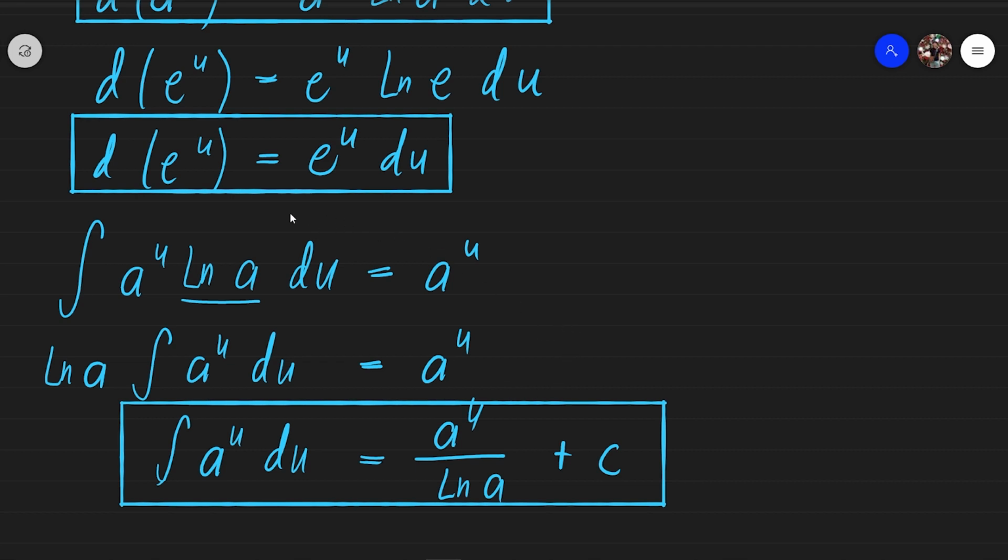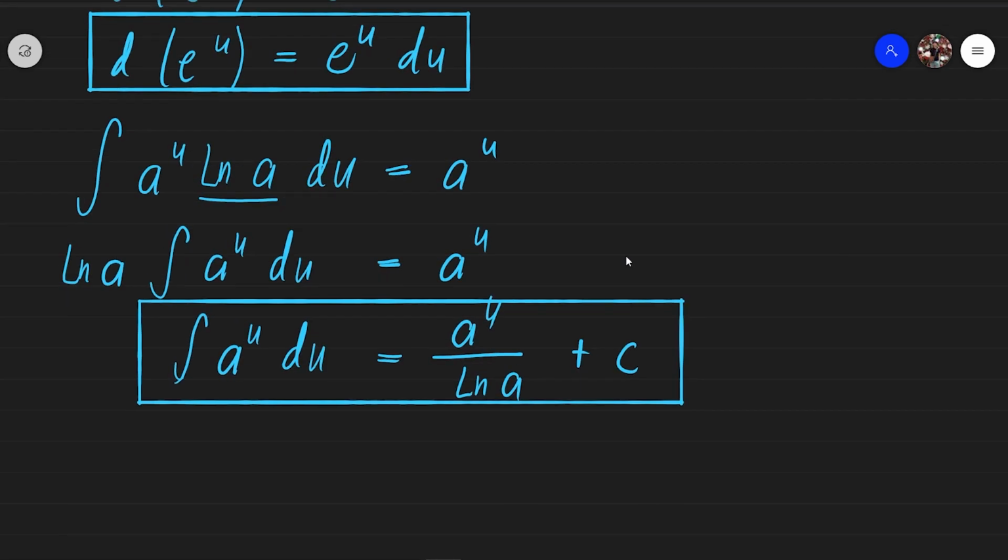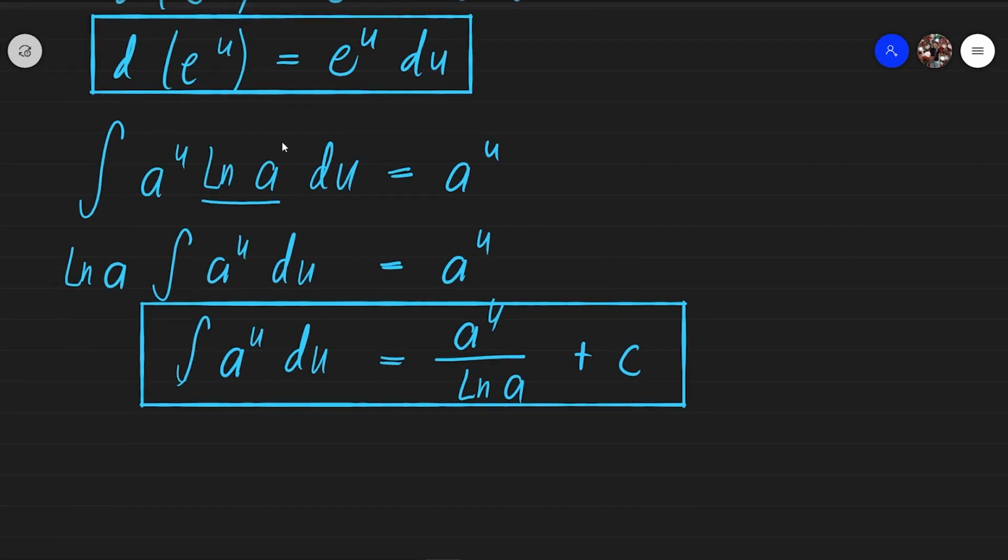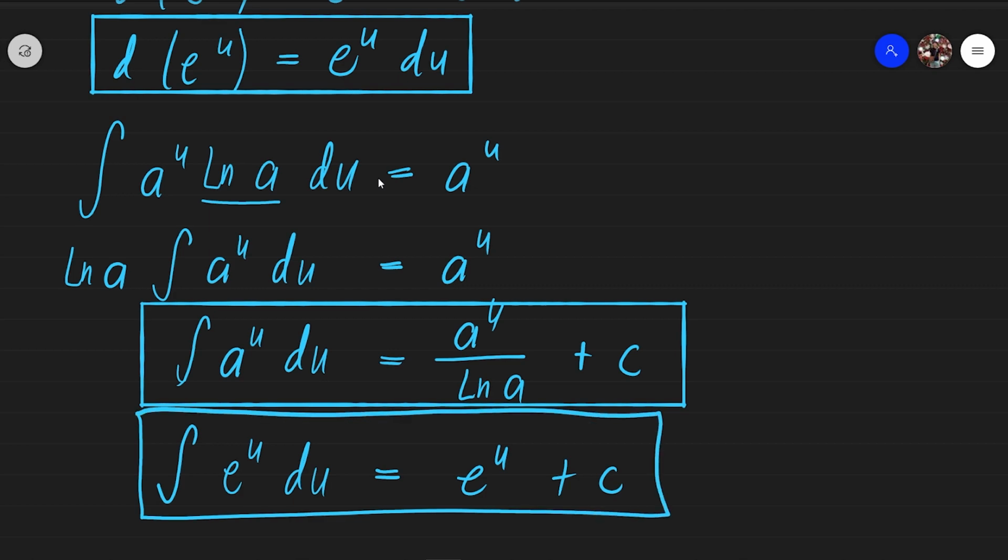Another one is if the base, instead of a, is the natural number e. How do we derive the exponential formula for integration if the base is e? Of course, it will be based on this equation also. If you integrate e raised to u du, this will be equal to e raised to u. Don't forget plus c. So this is now the formula.